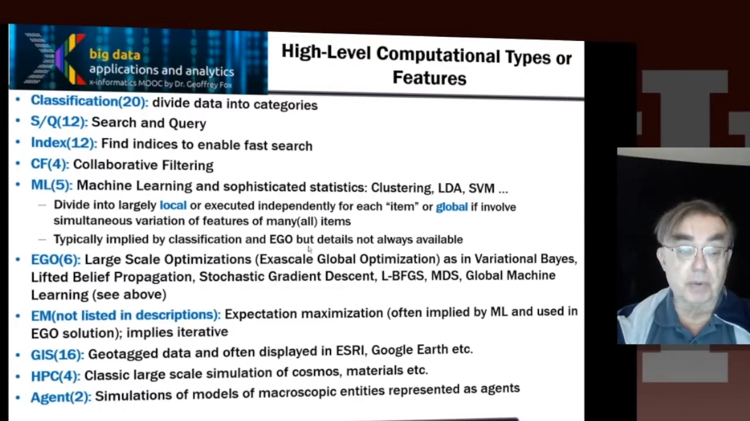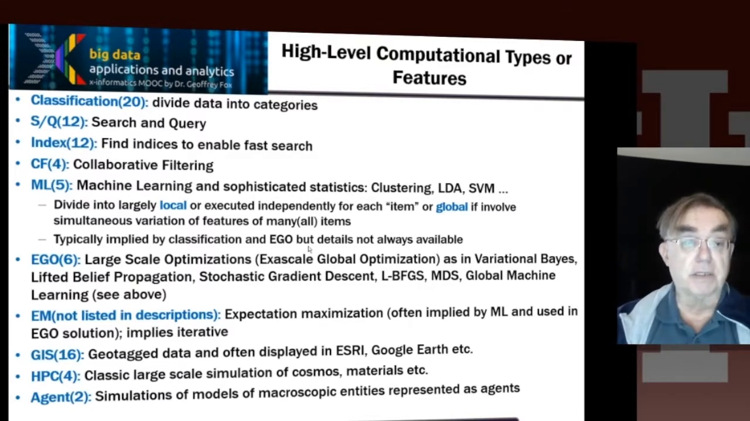GIS is very important. Lots of these big data are associated with space and time, either on Earth or in the cosmos, and that gives you geotag data. And then you use these tools like Google Earth or the Esri ArcInfo products to display them. Then we come to high-performance computing.